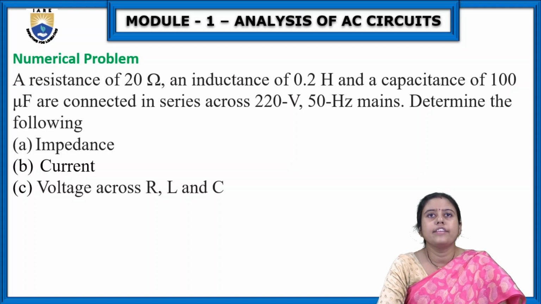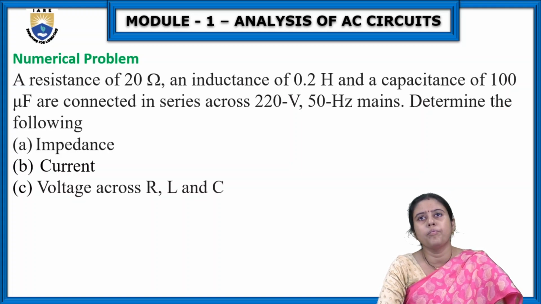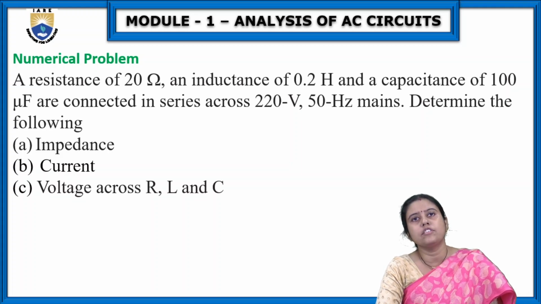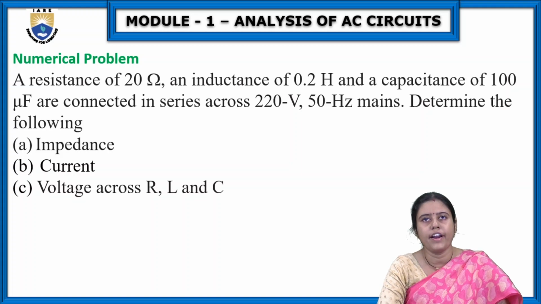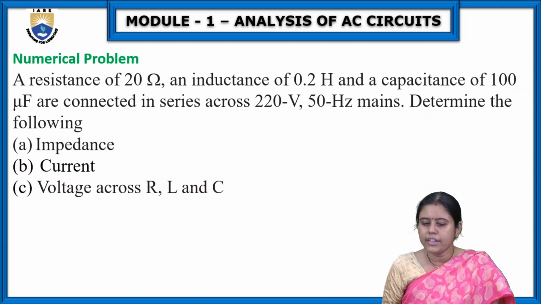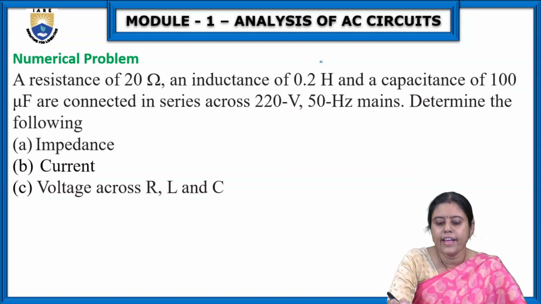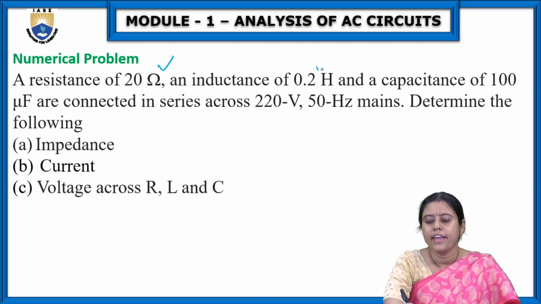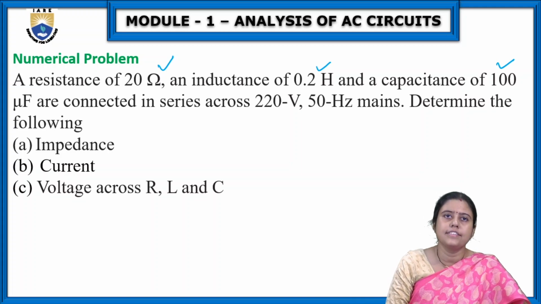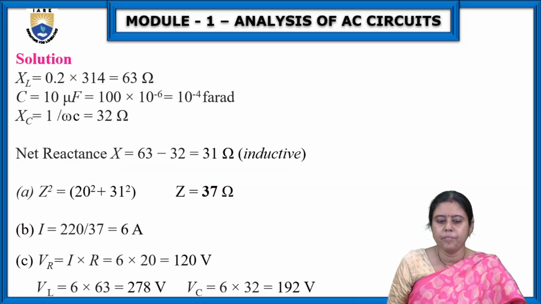Next, a resistance of 20 ohm, an inductance of 0.2 Henry and a capacitance of 100 microfarad are connected in series across 220 volt, 50 hertz. Determine the following. So again, what is this? It is an RLC circuit. R, L and C are all connected in series. We have to calculate the impedance.